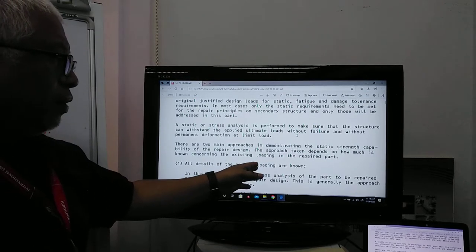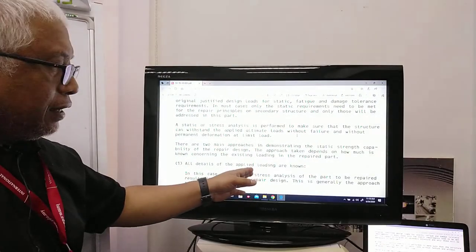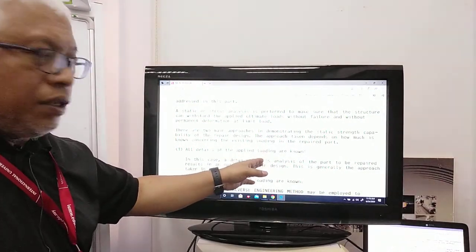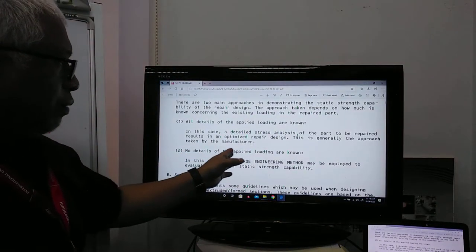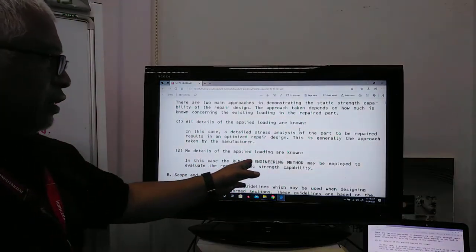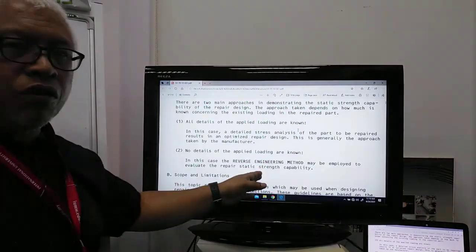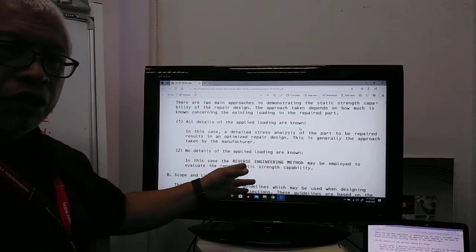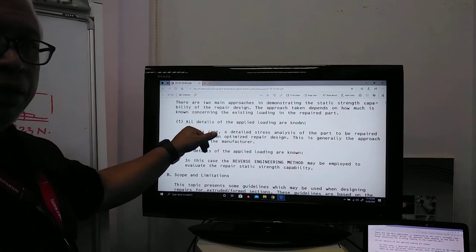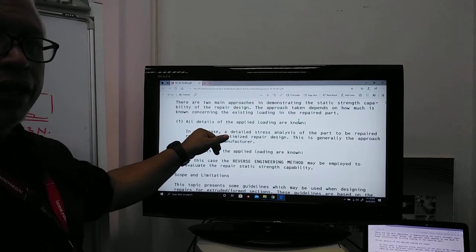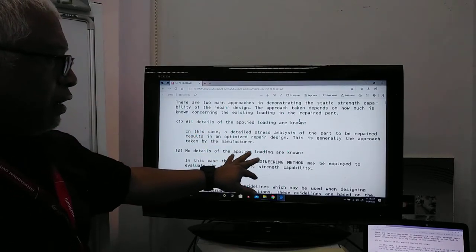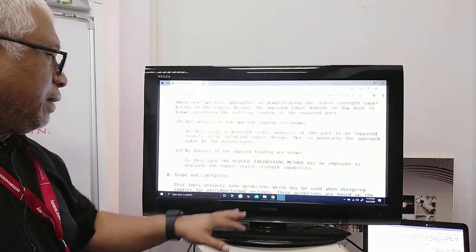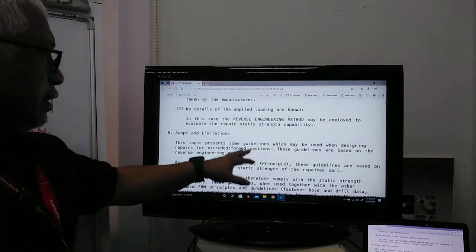So this is basically the loading that no one can access except in special cases. However, for us, we are not able to access this. This is the OEM document. So what we have here is the second option: no detail of the applied loading is known, and then we have to use reverse engineering methods. If we go to an aircraft structure course at Boeing or Airbus, they will teach you how to do the reverse engineering method. Even if you go for the OEM courses in aircraft structure repair, they will not go into the first part, because none of the airlines will have access to this document. That's why they teach us how to use the reverse engineering method. So whatever we do in designing regarding load, we use the reverse engineering method. So there is a scope and limit to this design guideline.